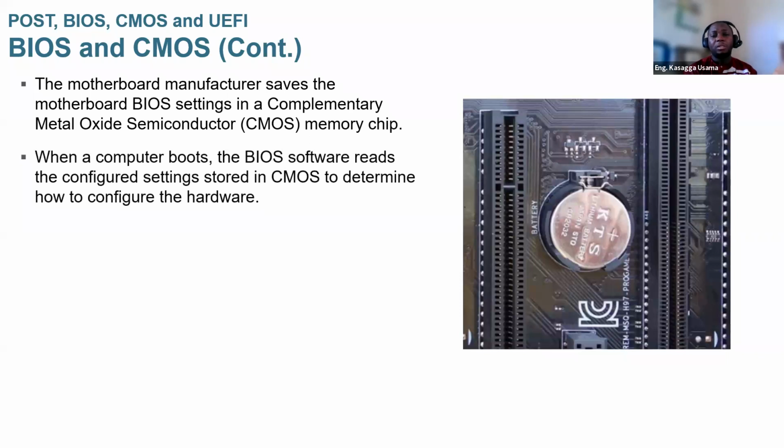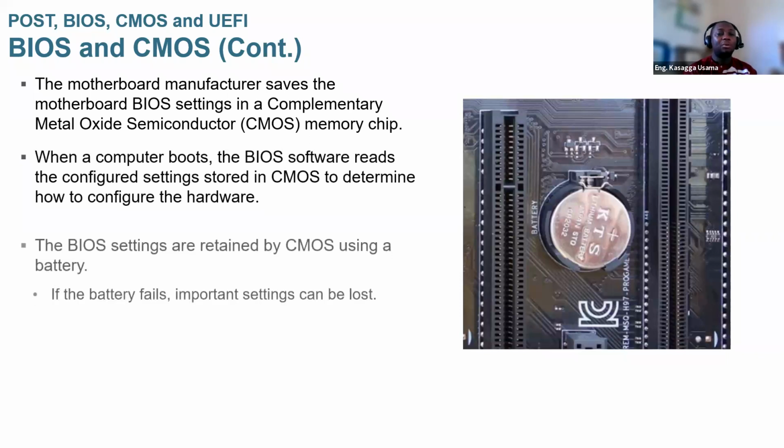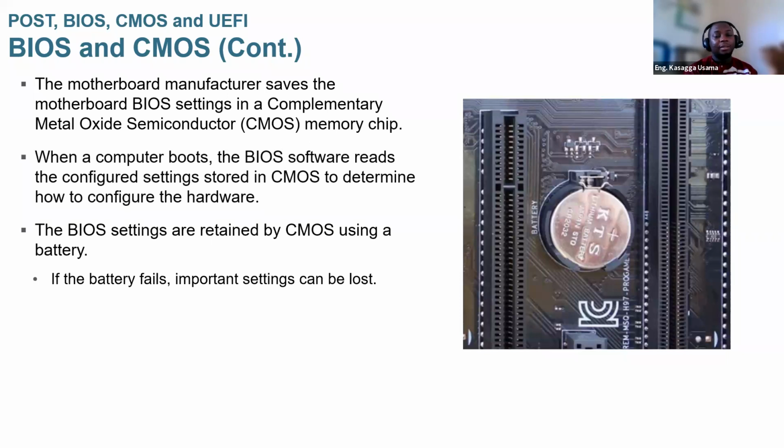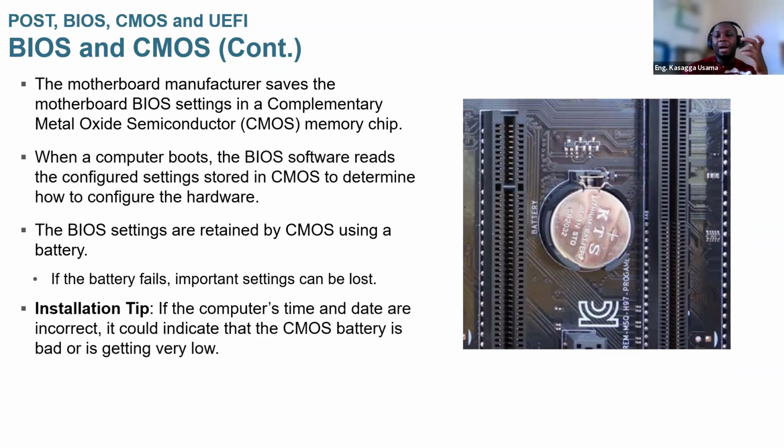So when the computer boots, we have already talked about it. It checks the BIOS settings, which are retained by the CMOS using the battery. So these settings are always retained using that battery. So whenever you have a problem with your settings always changing, mainly the time, automatically you check the BIOS battery. The BIOS battery may be dying. Okay, so those are the important things that you check whenever you find that your machine changes the time. You just check the battery.